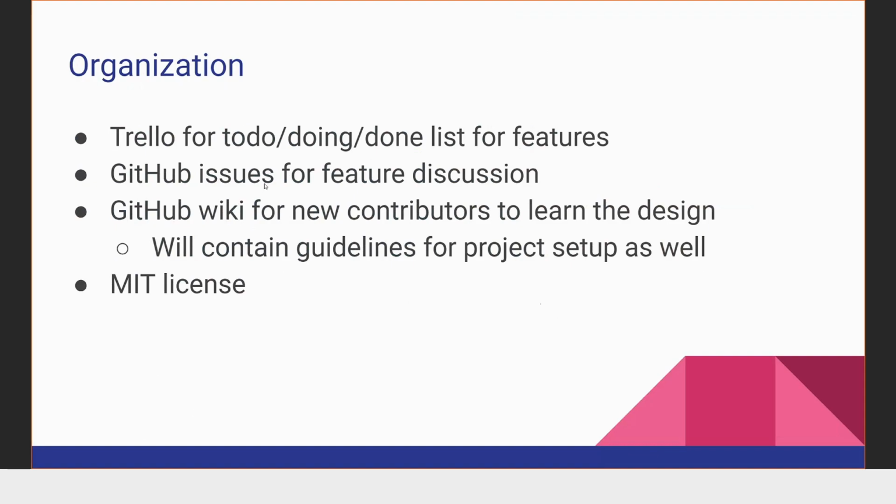For organization, I use Trello for a to-do list and for keeping track of everything currently being worked on. I'm planning to create a GitHub wiki for new contributors to learn everything, like I said earlier. The project uses an MIT license. For actual development of features in progress, I use GitHub issues for discussion, like a discussion forum. And now we're going to get into a demo.